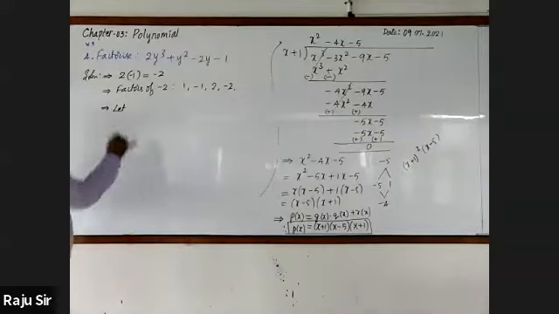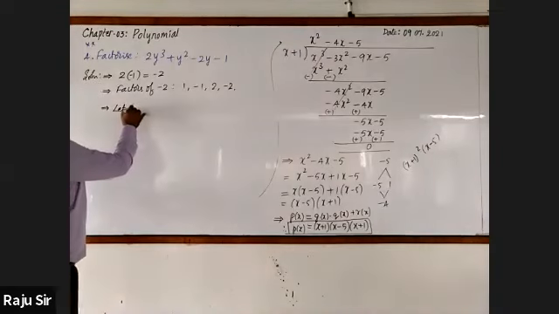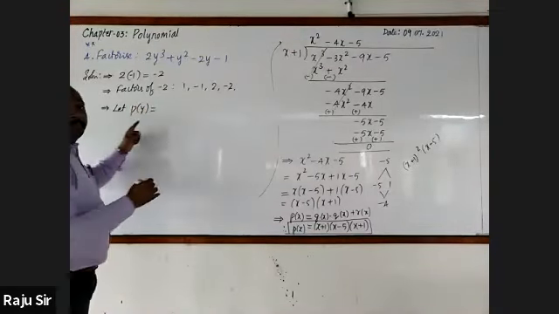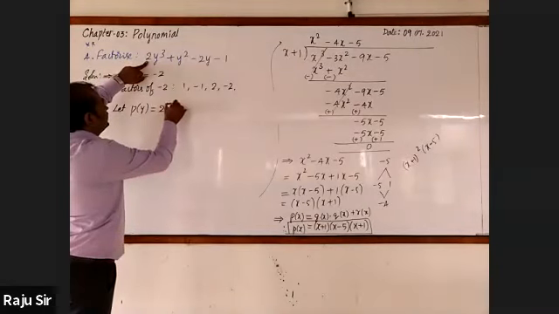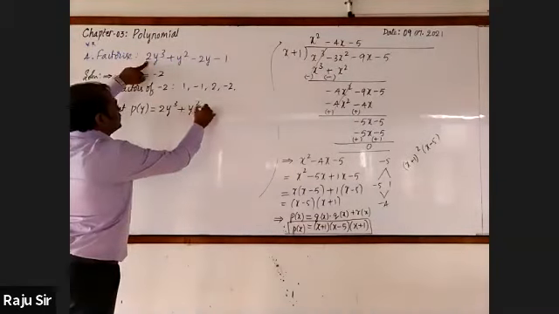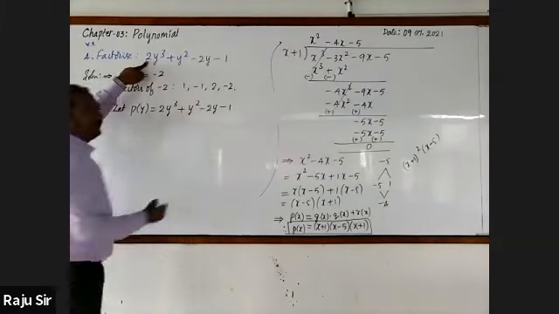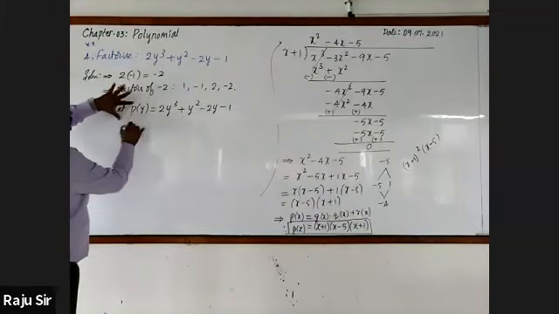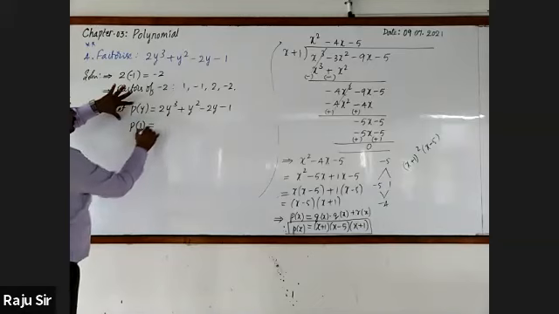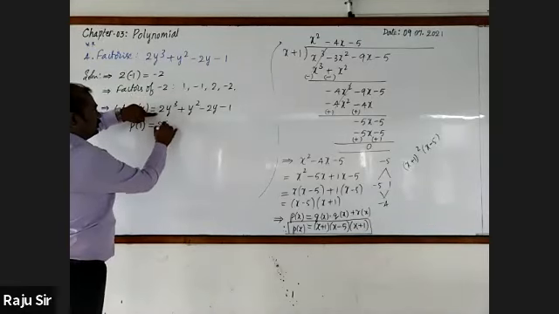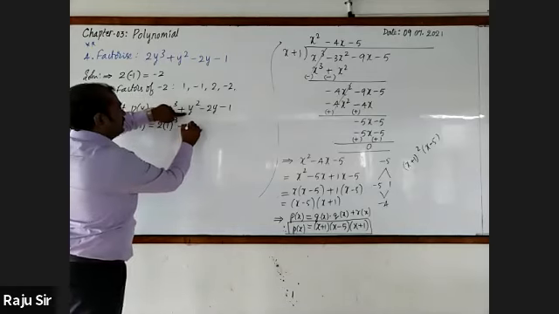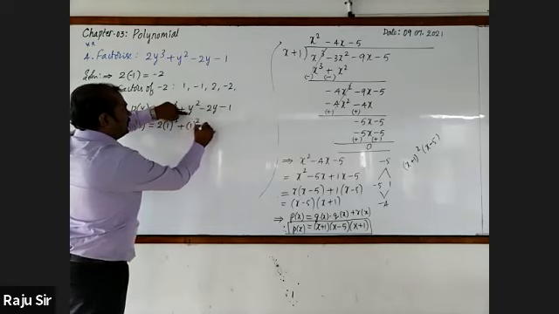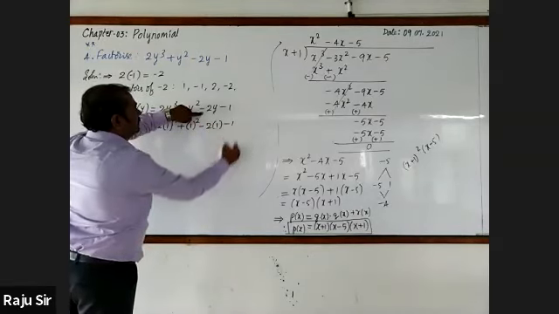Let P of y. Here, don't write P of x. It is given in terms of y. So P of y is equal to 2y cube plus y square minus 2y minus 1. Now substitute 1 in place of y. This is equal to 2 into 1 whole cube plus 1 whole square minus 2 into 1 minus 1.